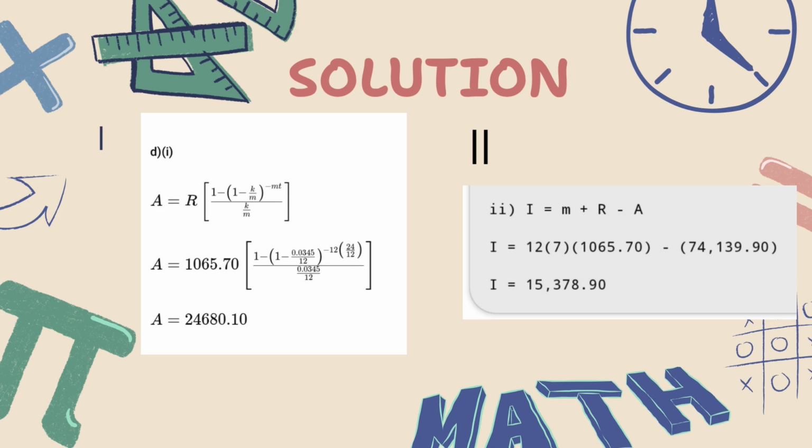Next, I calculate the total interest using the formula I equals MTR minus A. Substituting the values, I equals 12 times 7 times 1065.70 minus 74,439.90. The total interest is 50,378.90 ringgit.